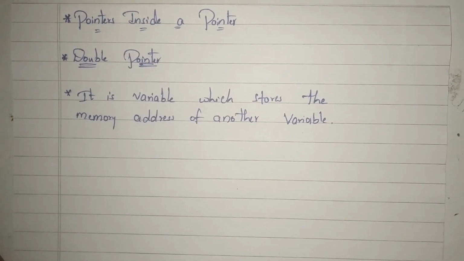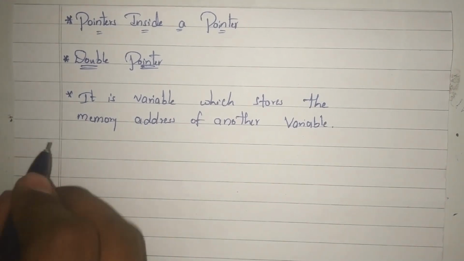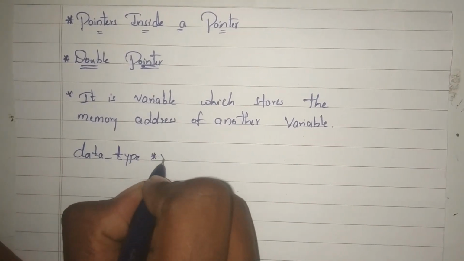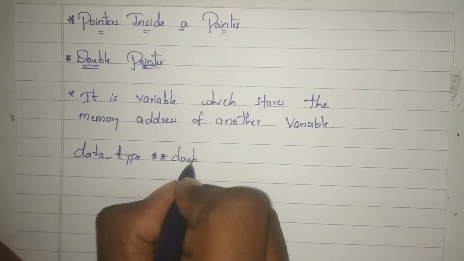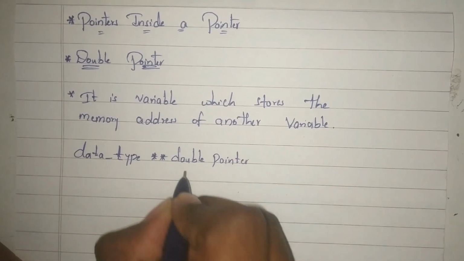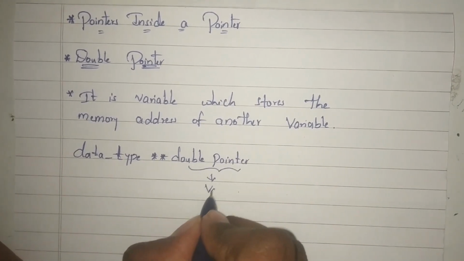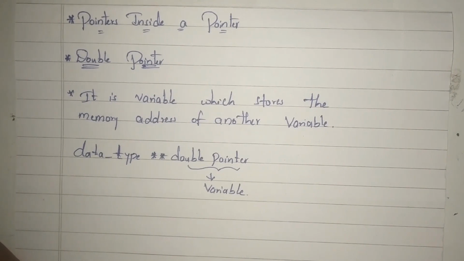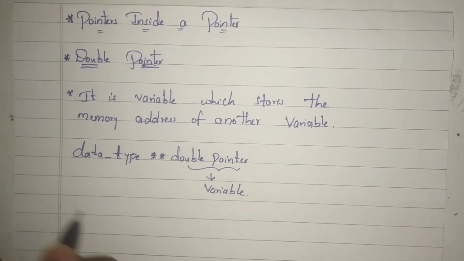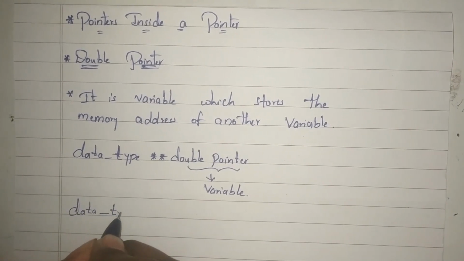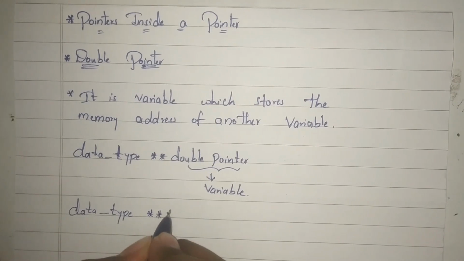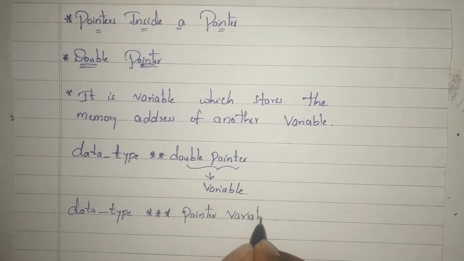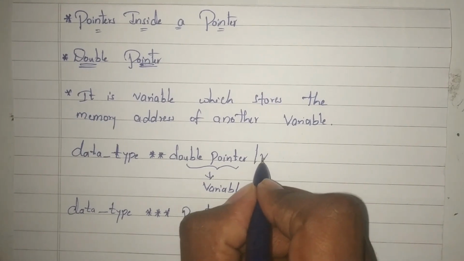Now let me see the general syntax of a pointer inside a pointer, that is data type, star star, double pointer. It can be a variable. Suppose if it is a pointer inside a pointer and that is pointed to by another pointer, then it is a triple pointer. The general syntax of a triple pointer is data type, using 3 stars, then the pointer variable. This is a double pointer or pointer variable.